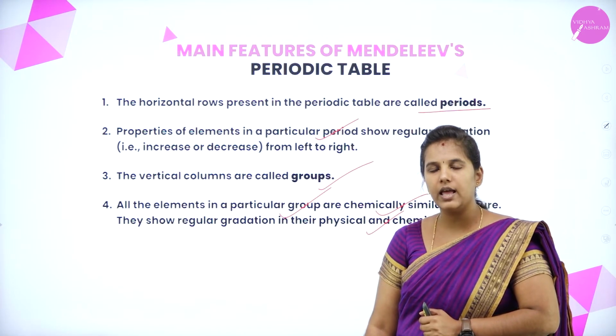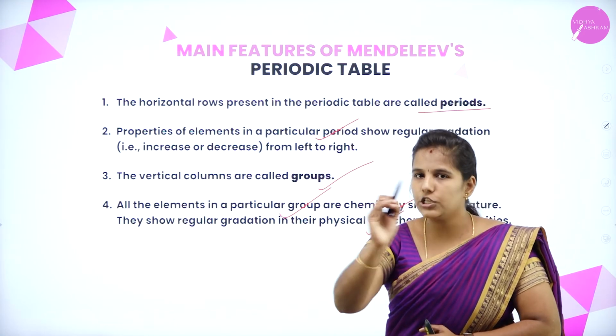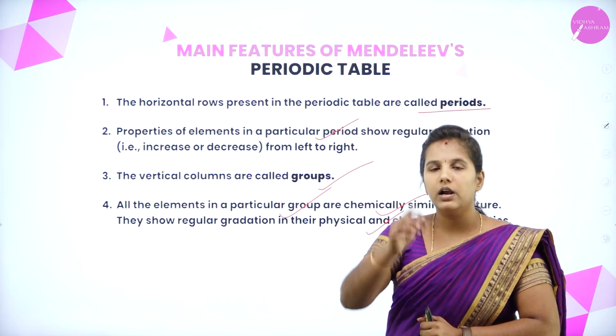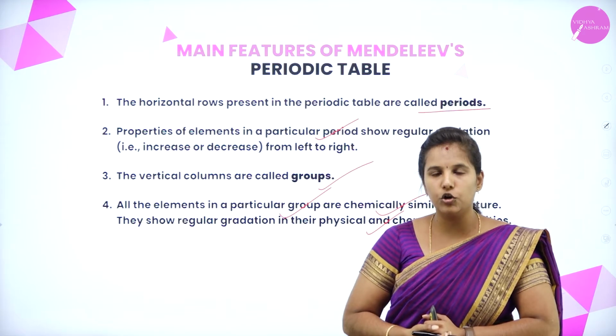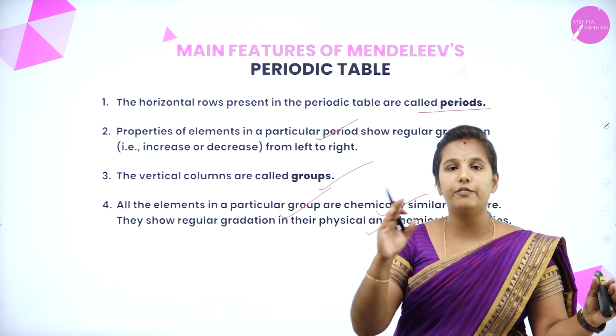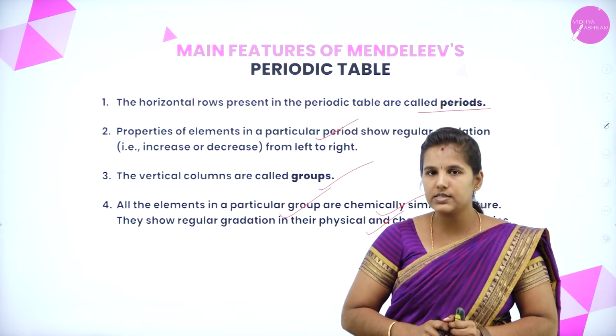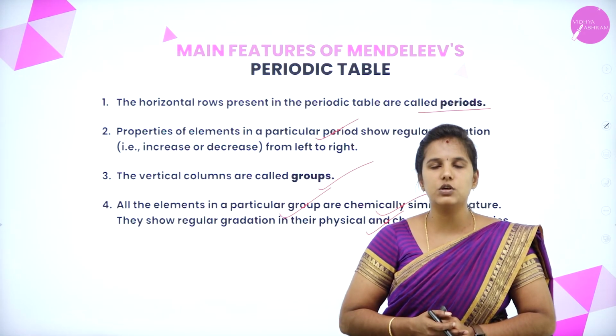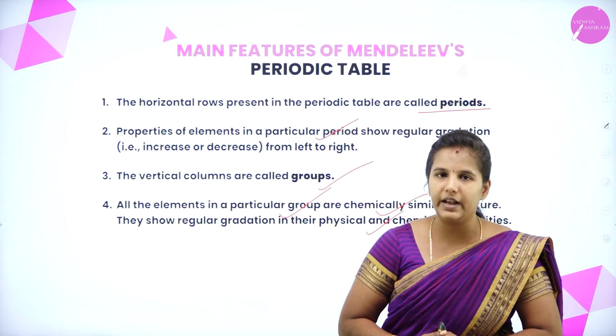So, what does he say? He says that the horizontal rows are known as periods and vertical columns are known as groups. And how do the physical properties change? They increase from left to right. And he also says that the chemical property also increases with the gradation.